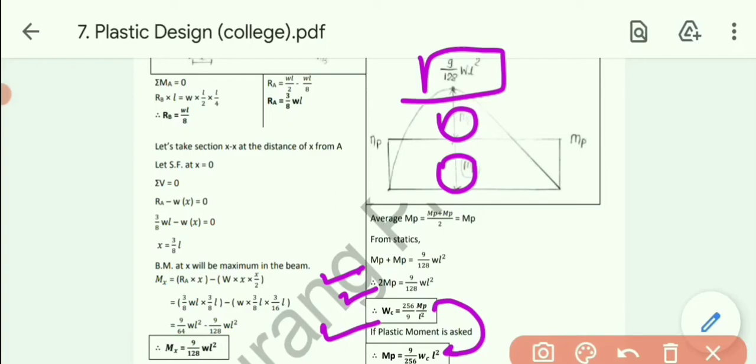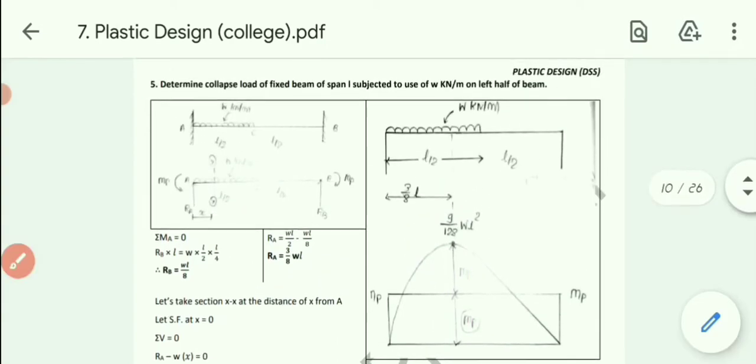Okay, so this was the case where a fixed beam was acted on by a half UDL span, that is W kilonewton per meter. Okay, so this is the static method.